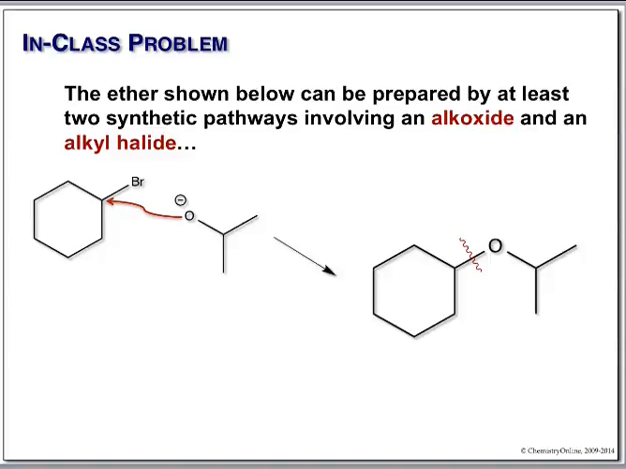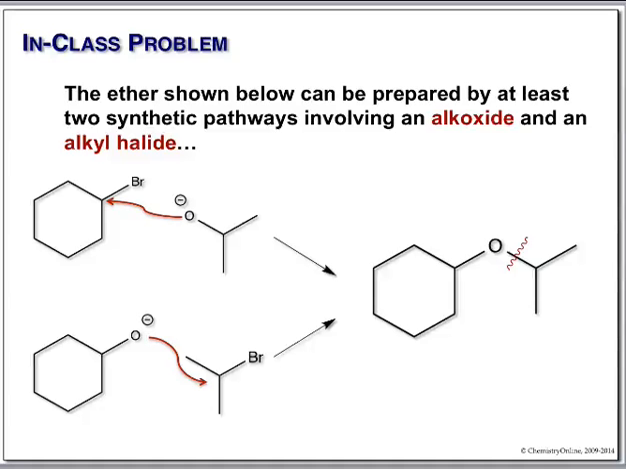For the other pathway, we're simply going to split at this side. So our oxyanion is everything on the left here. This is our electrophilic carbon. That's where the leaving group used to be. And we could do that with this pair. Here's the oxyanion. Here's the electrophilic carbon with a leaving group.